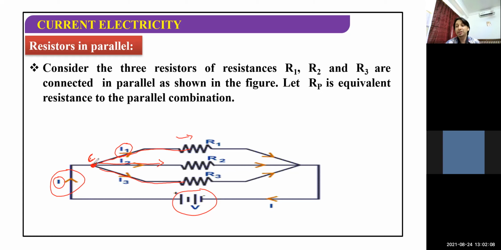Current has a special feature that it adjusts in such a way that some of the current will go to path number 1, to the resistance R1. Some of the current will go to resistance number 2, and some of the current will pass through resistance number 3. Now, children, I am saying the current divides here. How the current will divide, we will discuss in our later classes, but it divides.